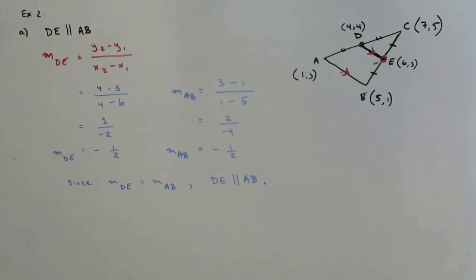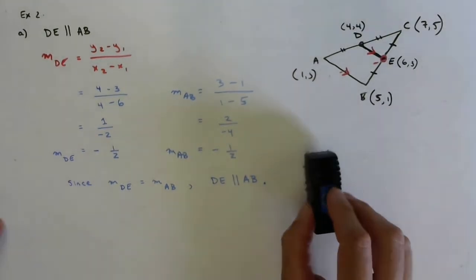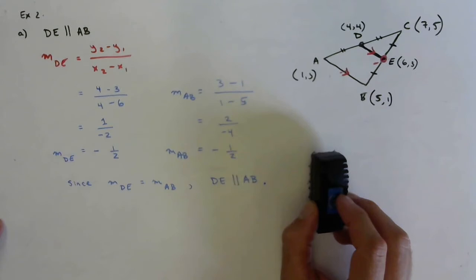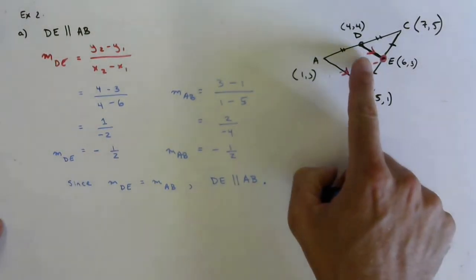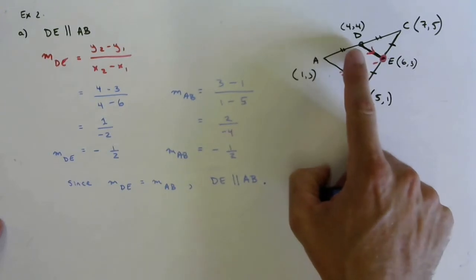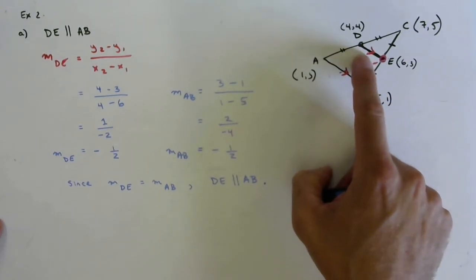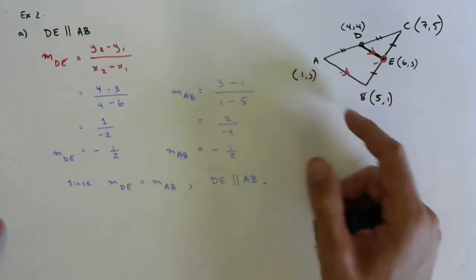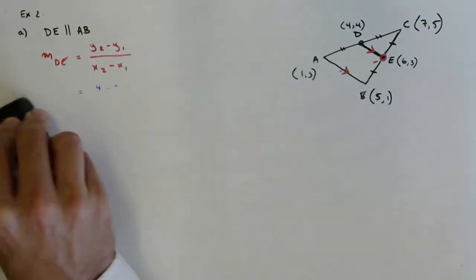The second property of a triangle that we're going to talk about today, or in this example anyway, is to verify that line segment DE, the line segment going across from midpoint to midpoint, is half the length of AB. Does it look like it's about half the length?